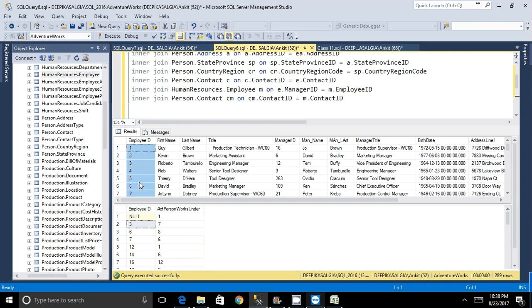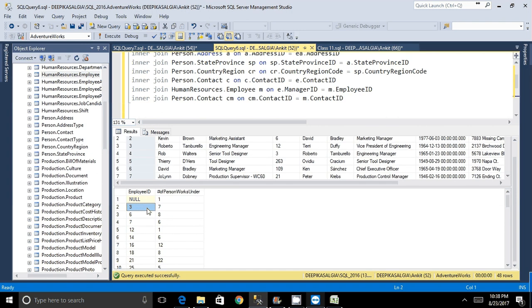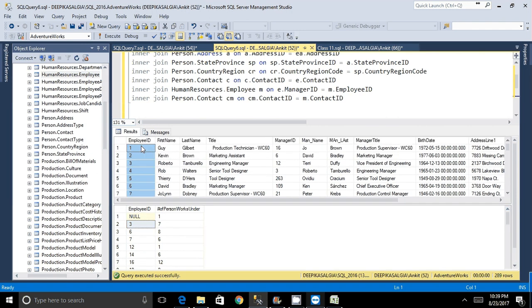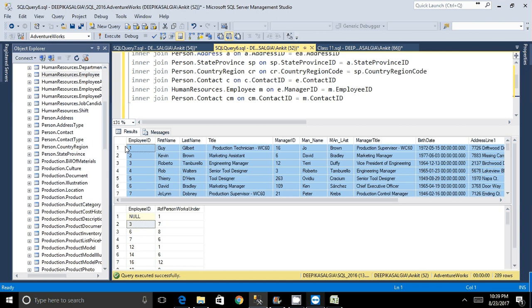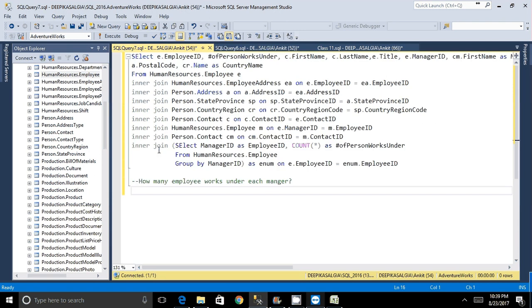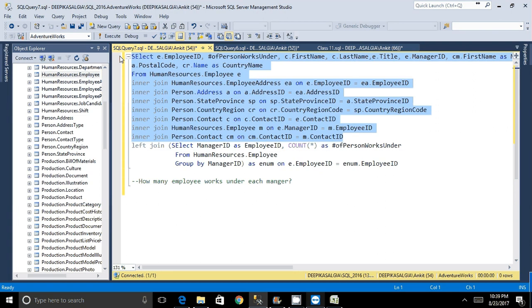You want all the employee records from this table. It doesn't matter if it exists in here or not. What are you going to do? You want a left join, because this is the first table, this is the second, so this is left, this is right. So instead of doing an inner join in here, you do the left join. When you do the left join, you're going to get all the records from here.